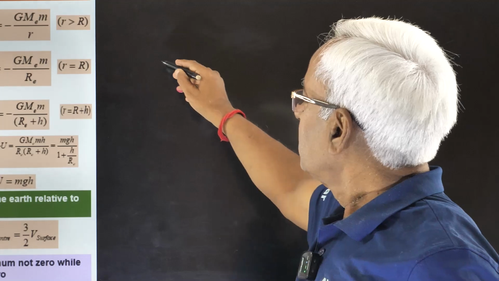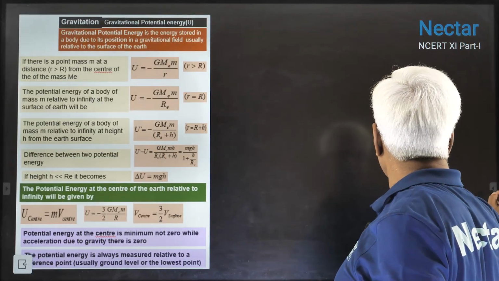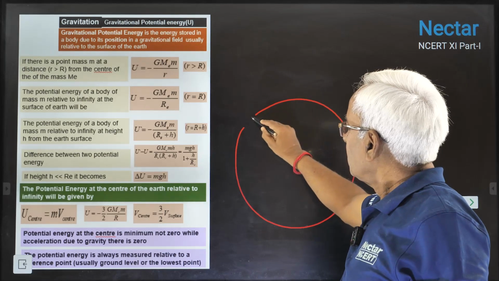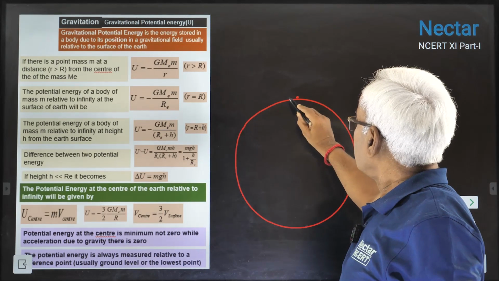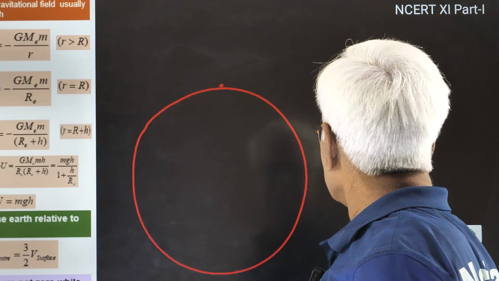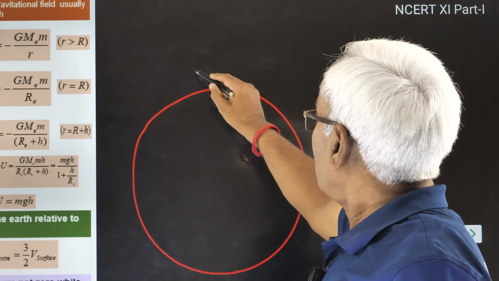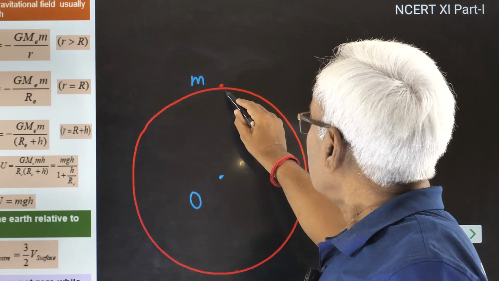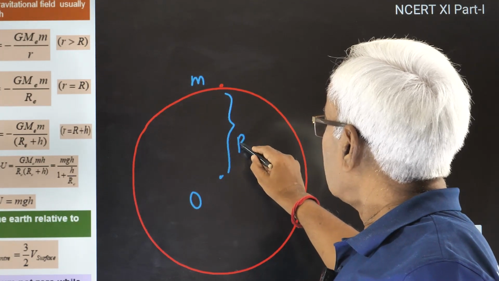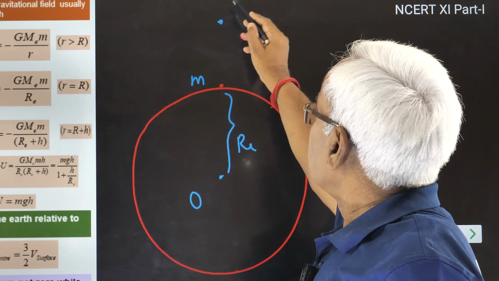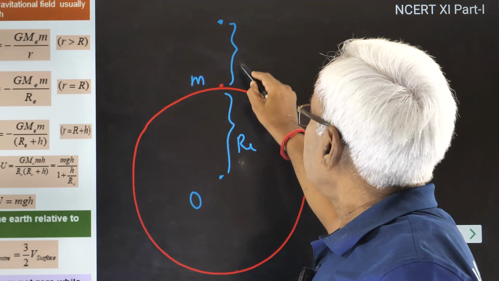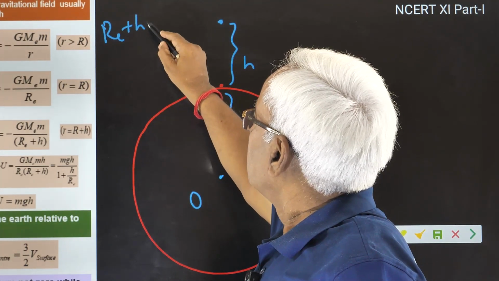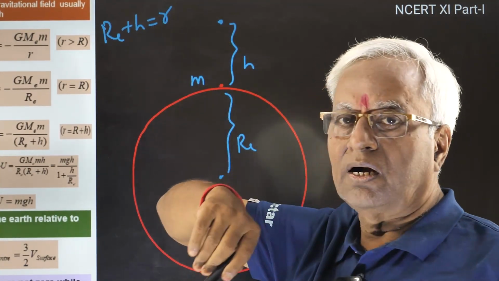Suppose the body is at the surface of the earth, and suppose the mass of the body is small m. This is the center of earth. This would be taken as RE, and we might consider another point at a height h. I would write here RE plus h as equal to small r.